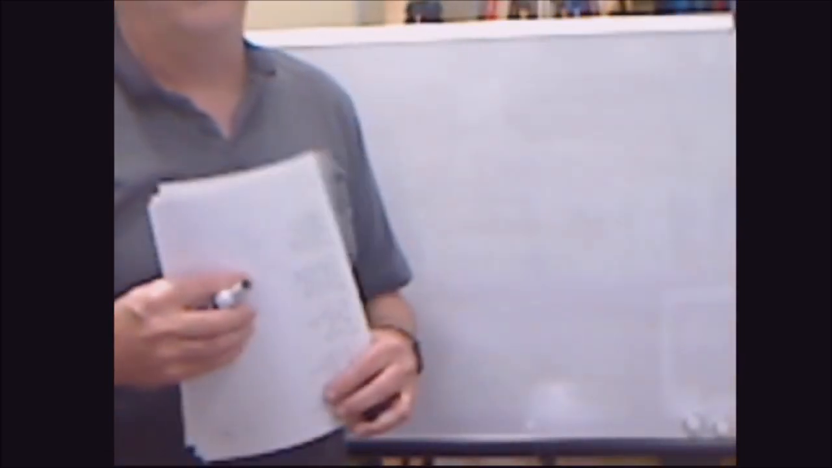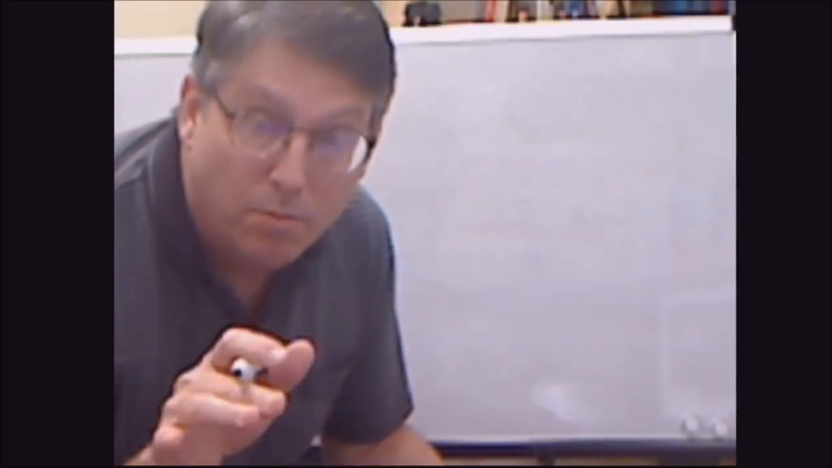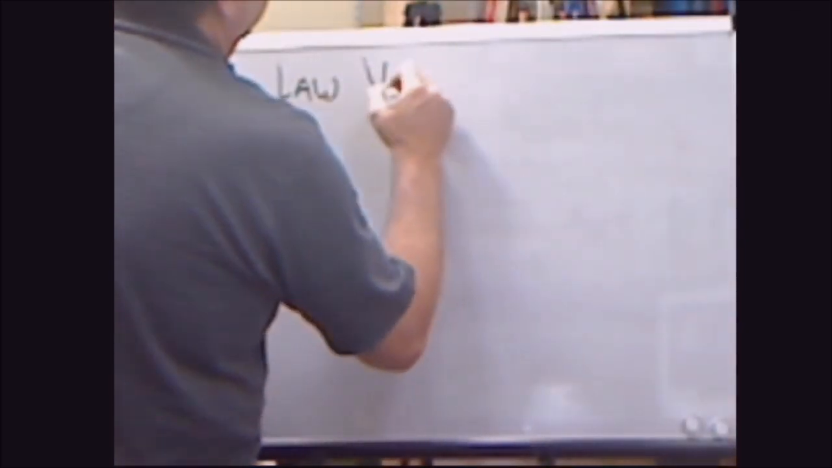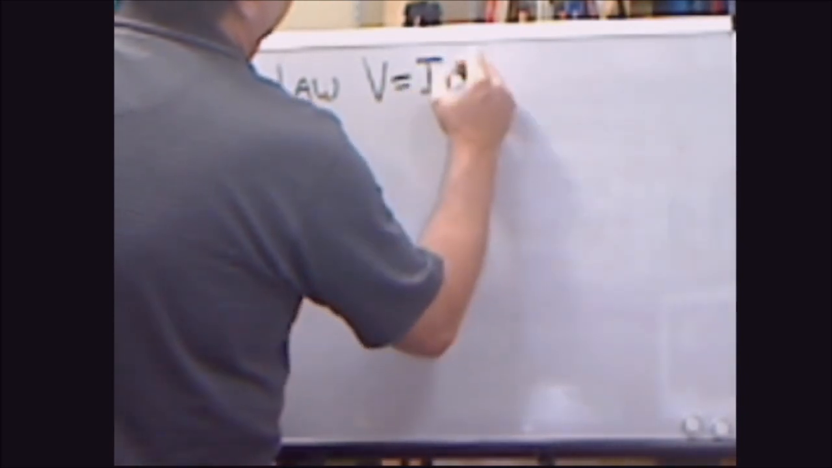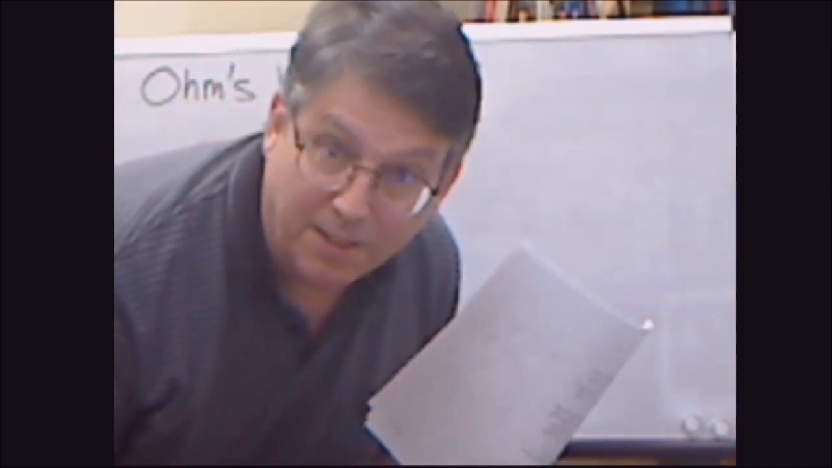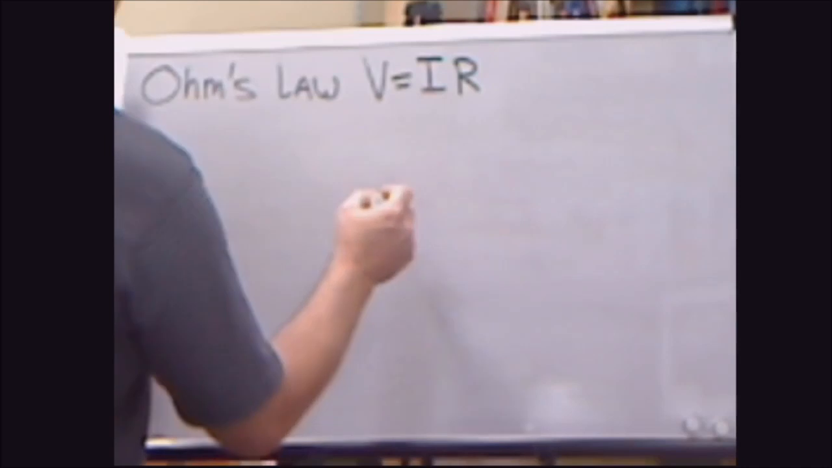What we're looking at is Ohm's law, which relates voltage to current and resistance. And of course, we can manipulate those variables, and we will. But let's just start with the simplest little circuit of all.